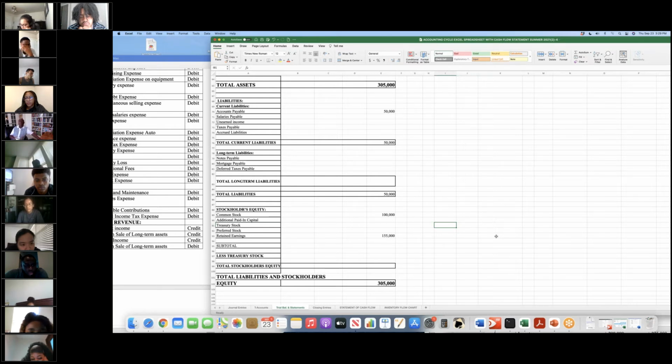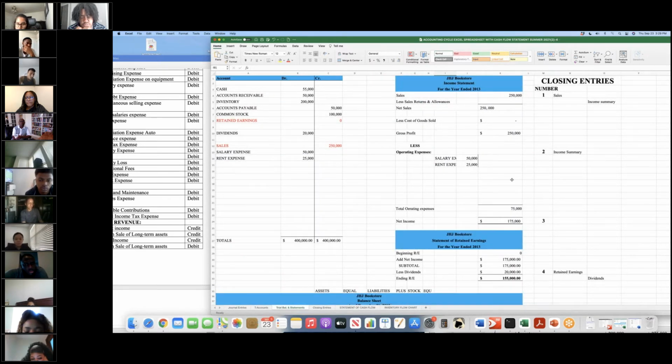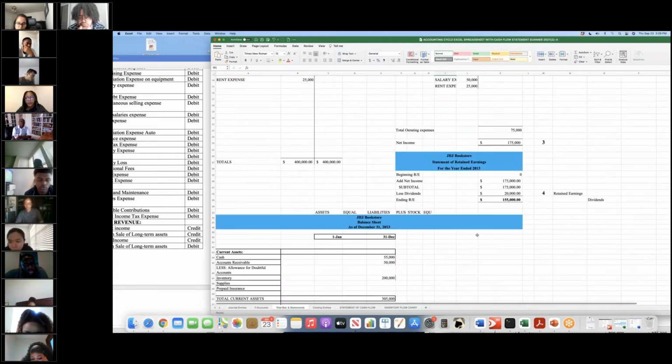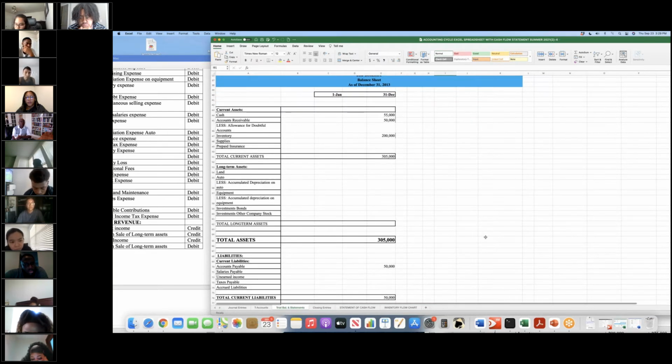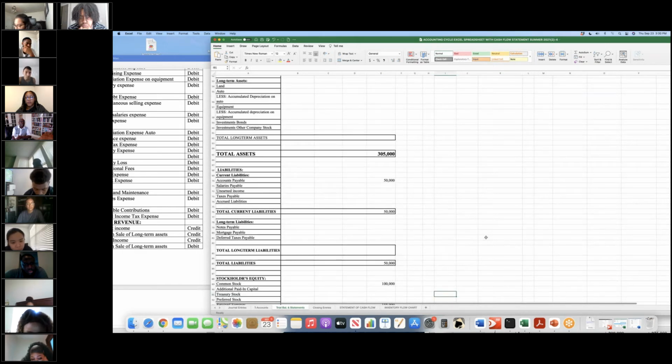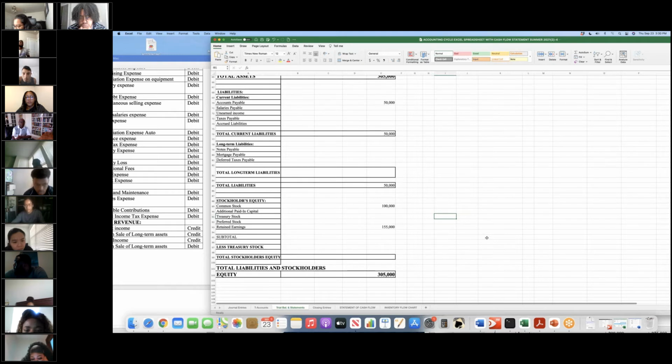So in this short span of time, we've gone from a trial balance to an income statement, statement of retained earnings, and a balance sheet that balances. That will be your task on the midterm.